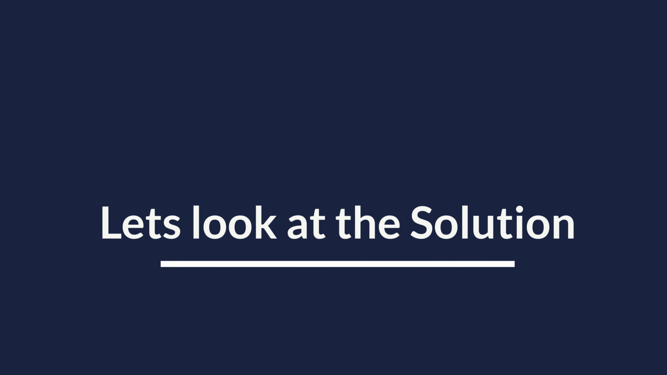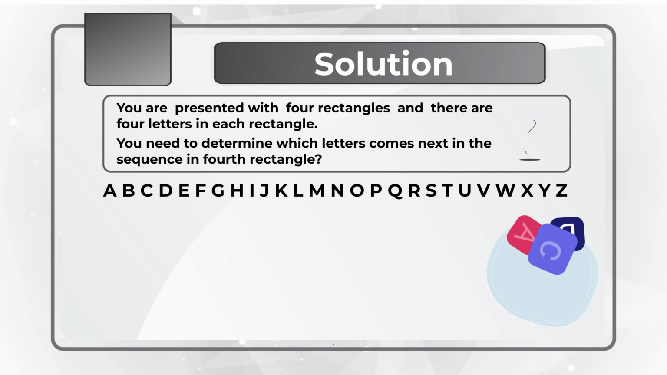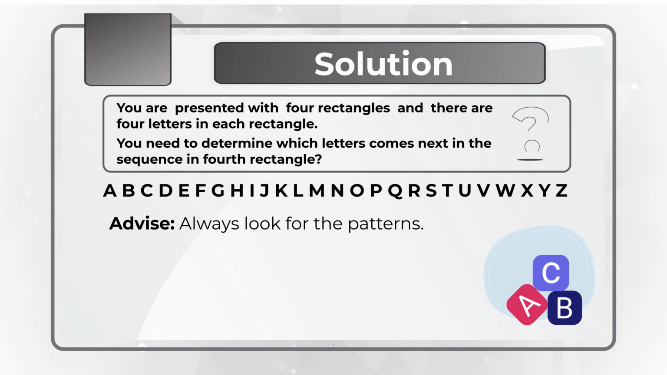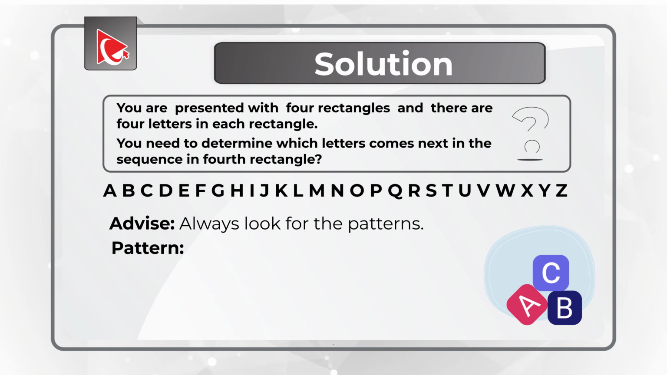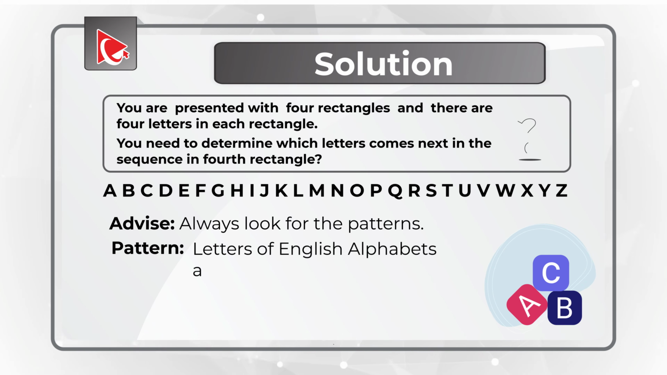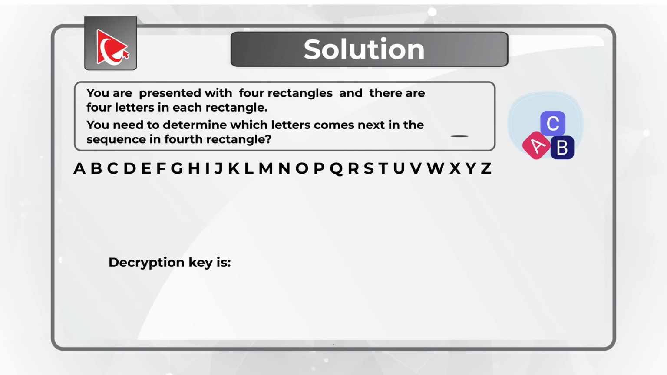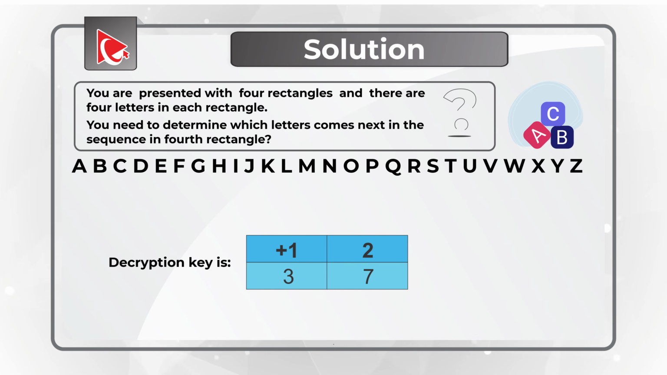To answer this question correctly, you need to know letters of the English alphabet, as well as a little bit of the math. And my advice to you, always look for patterns, because you would need the pattern to solve this question. So let's first look at the pattern. As you might have guessed, letters of the English alphabet are incremented here by a certain number. The increment number is different for each section of the rectangle, and the decryption key, if you're familiar with encryption and decryption, is 1, 2, 3, and 7.